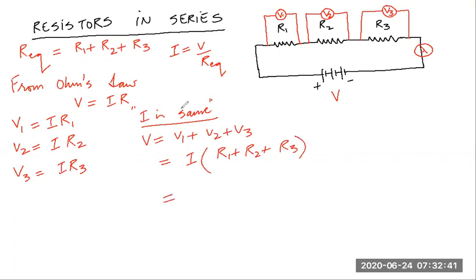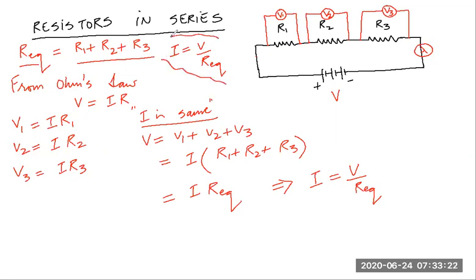And just now students we have derived that R1 plus R2 plus R3 is equal to the equivalent resistance of the system. You cannot say equivalent resistance of the first, second or third resistance. It is the equivalent resistance of a system. So that is equal to I into R equivalent. So from this we can derive that the current flowing at any point in the system is equal to the total voltage divided by R equivalent.